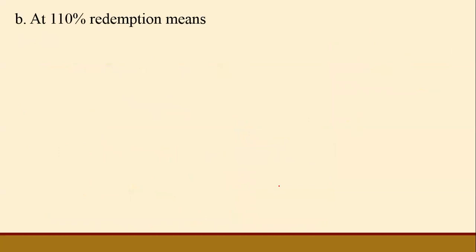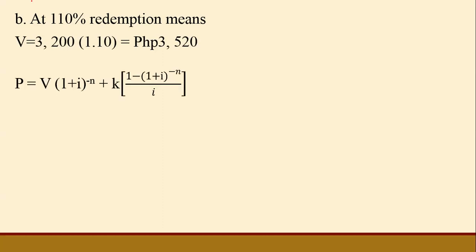Okay? And letter B, at 110% redemption means we have 3,520. And then for us to get the price of the bond, we just substitute the values. This is equal to 3,520 times 1 plus 0.02 raised to negative 16 plus 72.